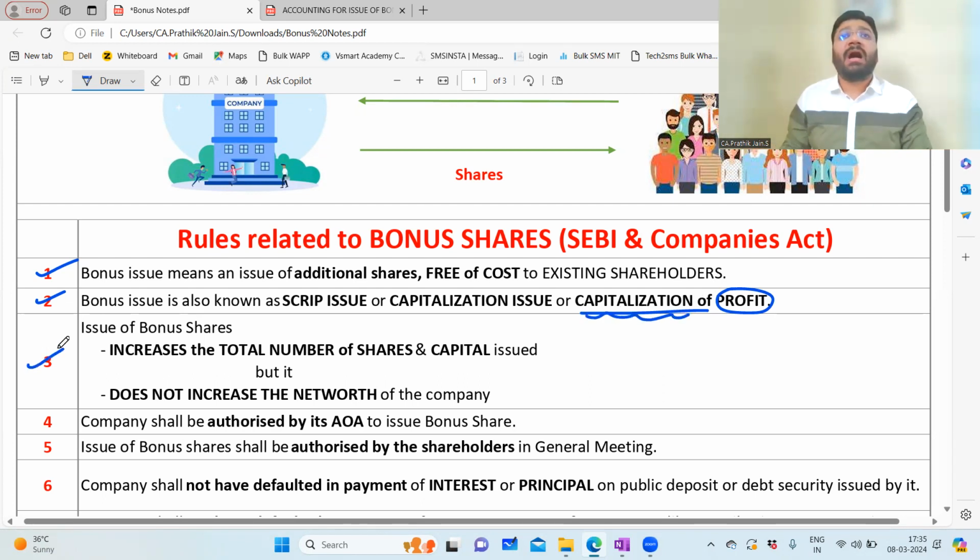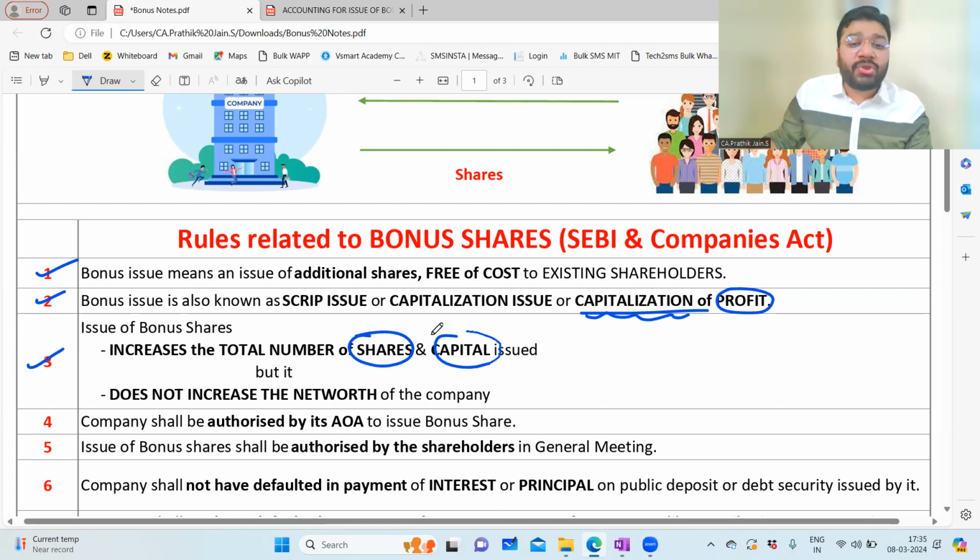Third thing, we saw that upon issue of shares, the number of shares issued by the company will increase. Let's suppose I am an existing shareholder. I had 100 shares. Now let's suppose the bonus issue is 1:1, which means they're issuing the same 100 shares free of cost. So I'm getting 100 shares more. So the total number of shares of the shareholder is increasing. Also, the number of shares issued by the company is also increasing.